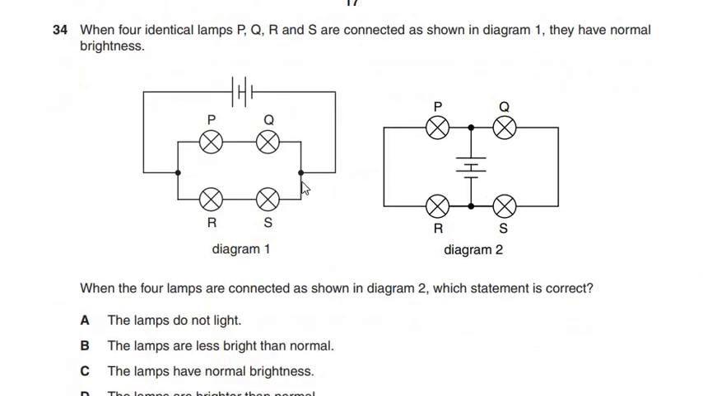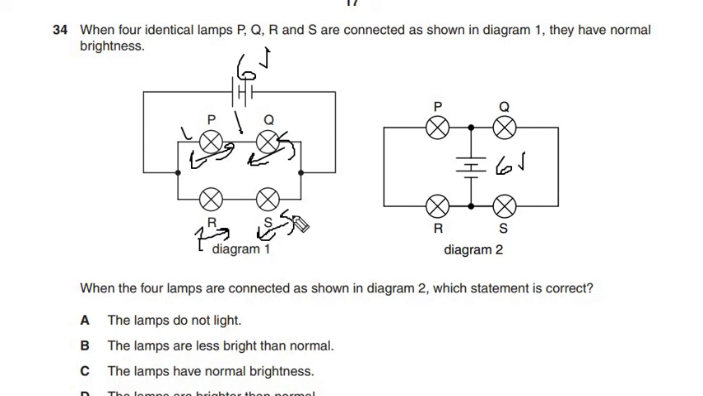All right, question 34. If you look at this, they have normal brightness. So when the four lamps are connected as shown in diagram 2, which statement is correct? If you pay attention, you're going to realize that both setups are exactly the same. Say this is a 6 volt EMF. This is also a 6 volt EMF. So the PD across here is going to be how much? It's going to be 3 volts, right? And the PD across this is also going to be 3 volts because they're parallel to these, but they're in series to the battery.